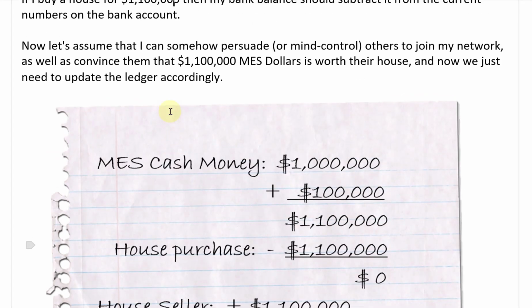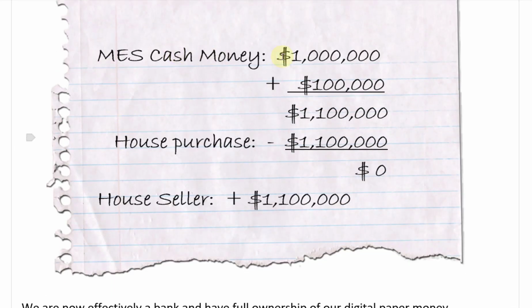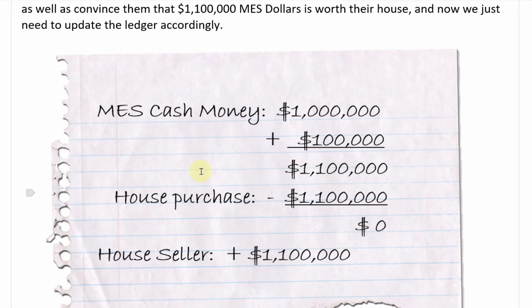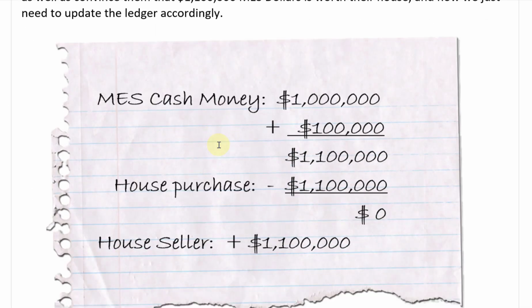All right, so let's look at our ledger again. So we have MES cash money. We had the 1 million. We printed 1 million, we printed another 100,000, and now let's buy a house. So we're going to minus from this balance. So we're going to minus 1,100,000. So we have zero balance, and then the house seller, whoever sold us the house, has plus $1,100,000. So that's what we have in the ledger, and we've convinced someone to believe in our piece of paper.